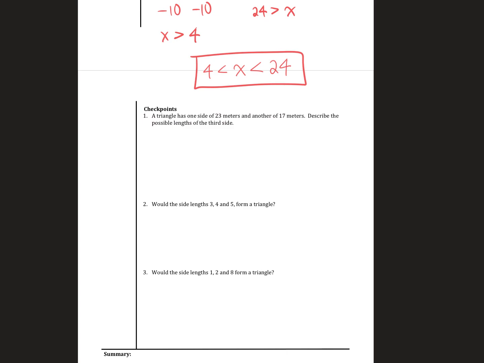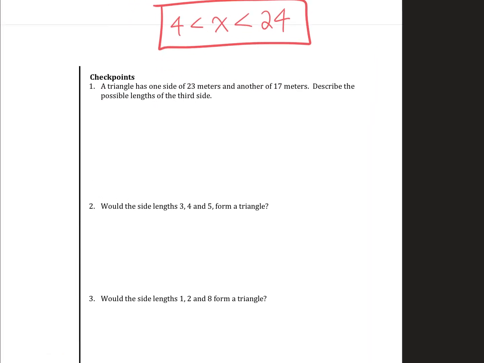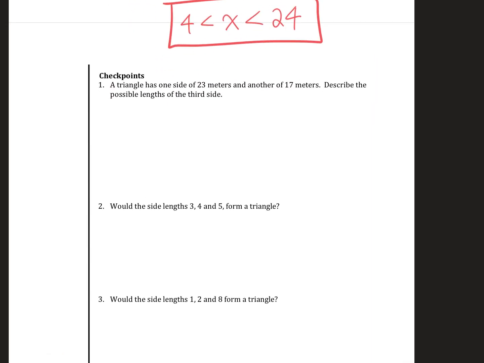We have some checkpoints here. Why don't you go ahead and give these a try. Try checkpoints 1, 2, and 3. Pause the video. A triangle has one side of 23 meters and another of 17 meters. Describe the possible lengths of the third side. We're doing possible lengths here, so we're going to draw our two triangles. We're going to do one where x is the smallest side and one where x is the largest side.